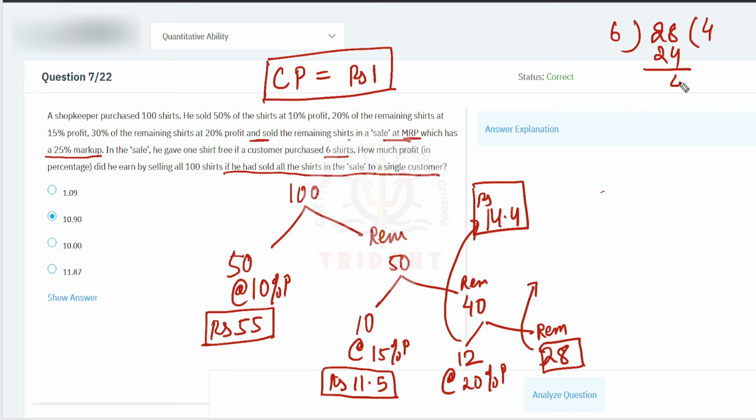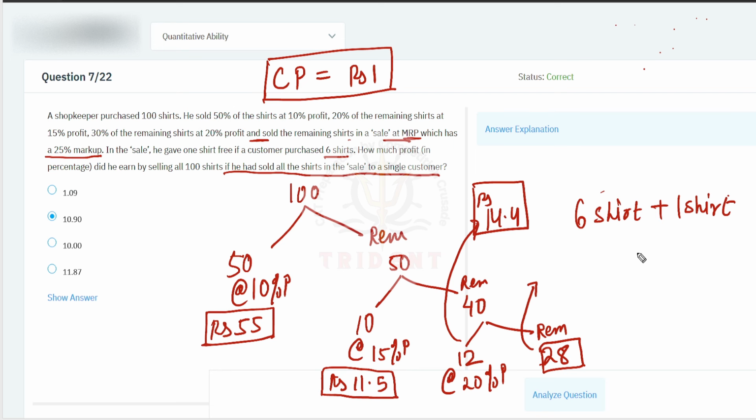So you get 4 as remainder, which effectively means, let me write it over there, for each 6 shirts, 1 shirt is free. 1 shirt is free. So obviously only one person is getting all the 28 shirts in the sale.